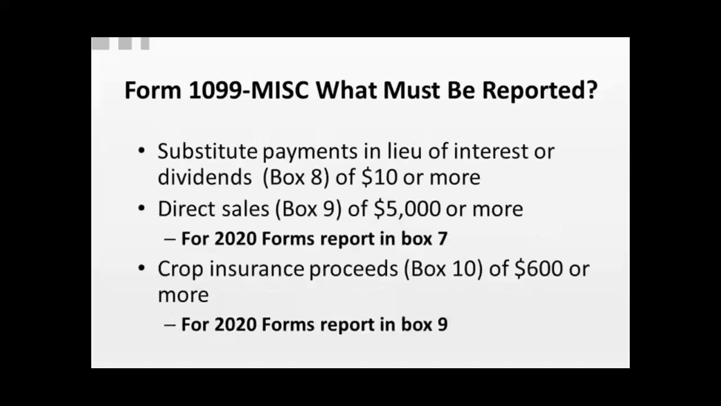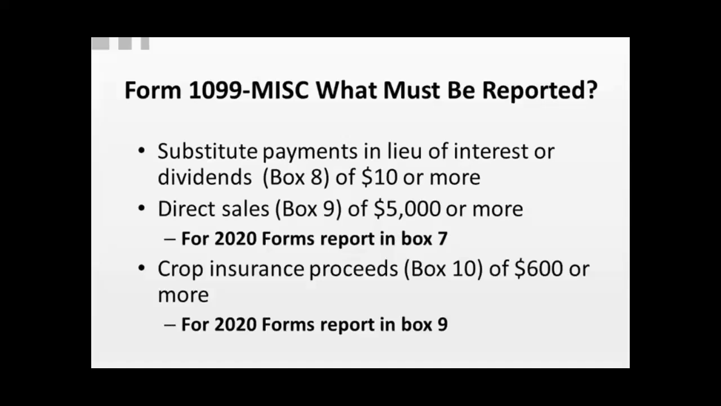Substitute payments in lieu of interest or dividends reported in Box 8 of $10 or more. Direct sales of $5,000 or more, and this is not a dollar amount, it's simply a checkbox, and we'll look at that in a moment. That goes in Box 9 for 2019, but for 2020, it's going to be Box 7 instead of Box 9. They shuffled the boxes around.